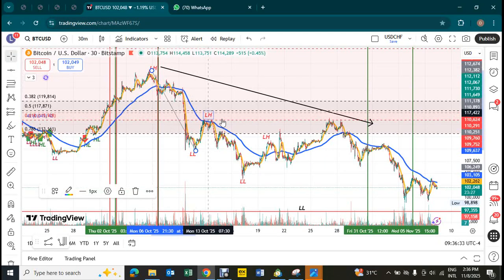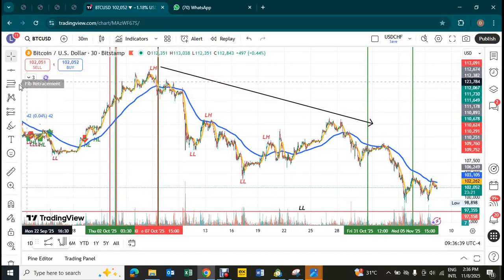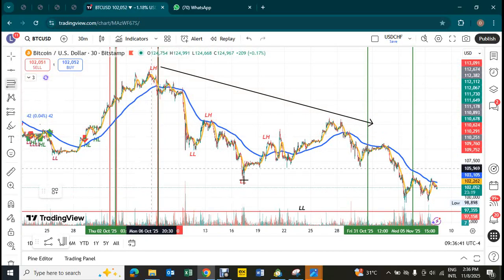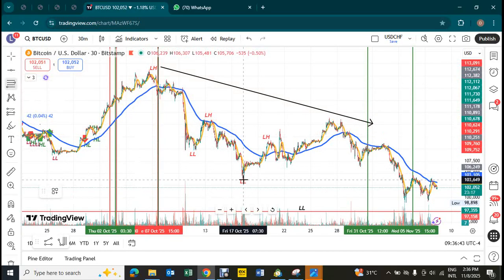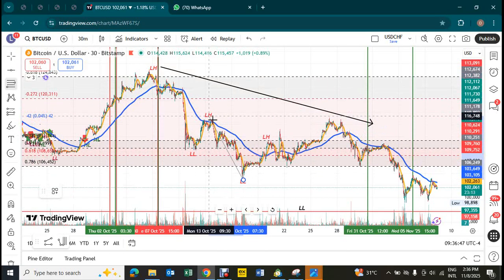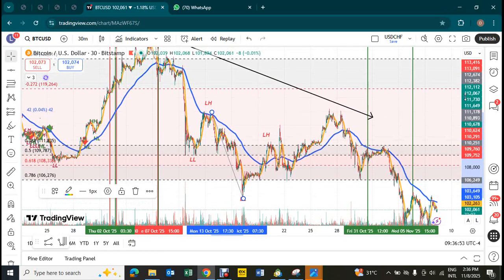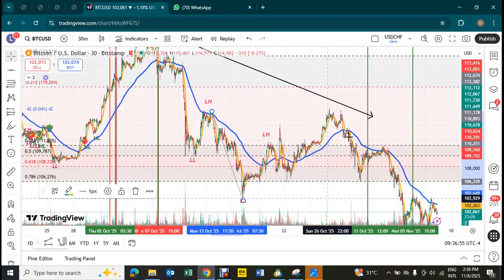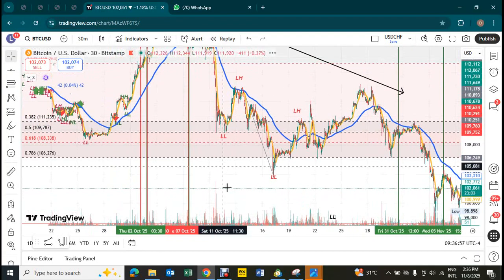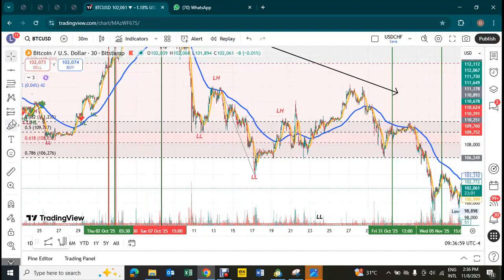Now to get this third LH, we need to do the same thing. In this case, you need to draw your Fibonacci retracement tool from this lower low, from the low of this lower low to the high of this lower high. Now remember, your LH, you can only get it where? Your LH, you can get it only on the 0.618.